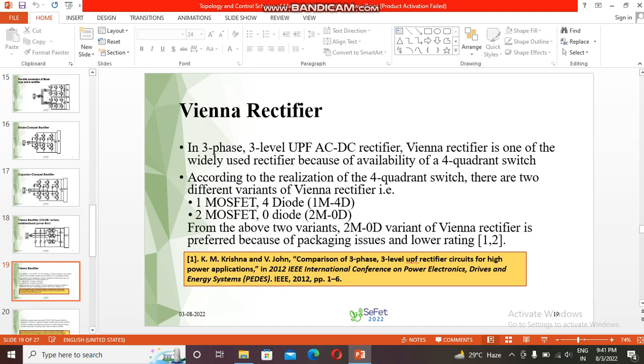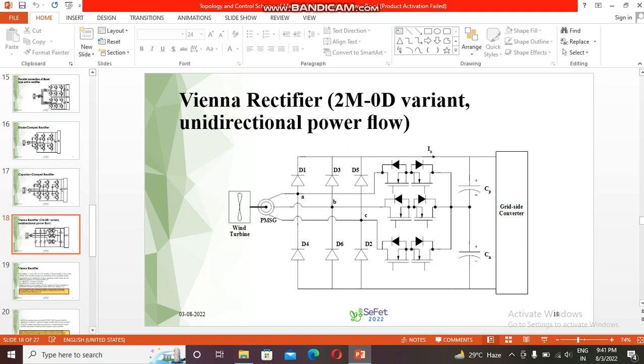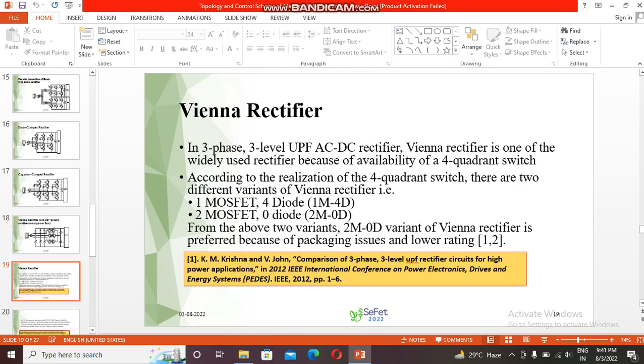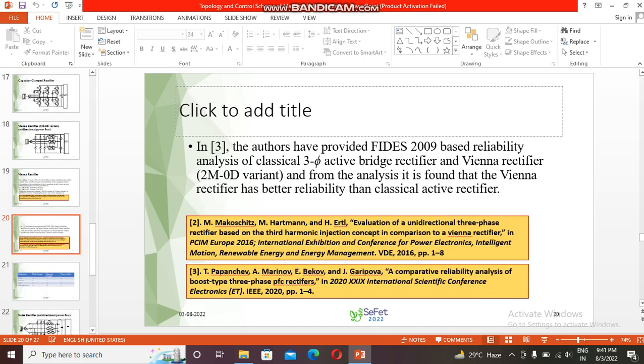So this is the basic circuit diagram of the 2M0D variant of the VNR rectifier, where you can see there are 4 MOSFETs in the bidirectional configuration, for unidirectional power flow, and it's a 4 quadrant switch. Of the two variants, the 2M0D variant of the VNR rectifier is preferred because of packaging issues as well as low rating.